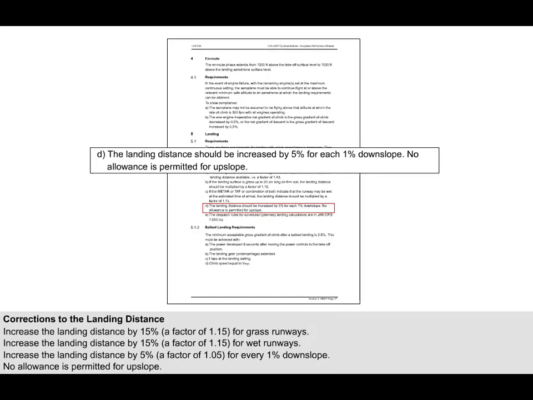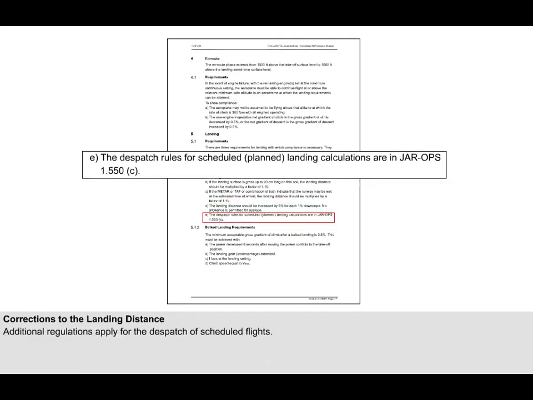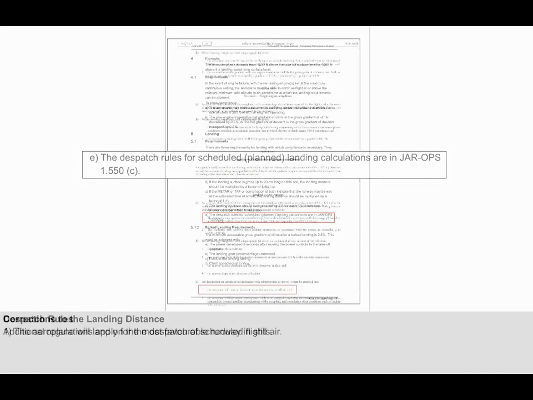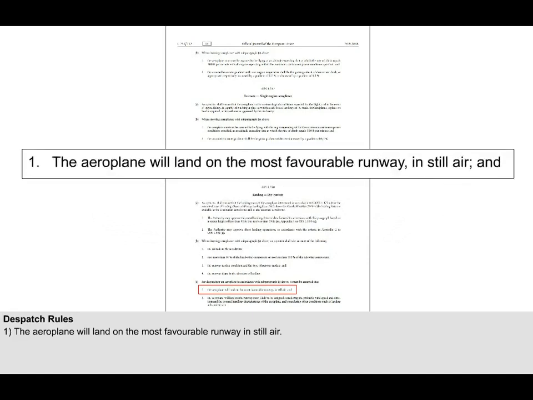The reason for this is that upslope will reduce the landing distance. If a pilot were to ignore the reduction in the landing distance, then a margin of safety would be incorporated into the landing distance calculation. Lastly, point E states that there must be compliance with the dispatch rules for scheduled or planned landing calculations, and that these can be found in EU OPS 1.550, paragraph C.